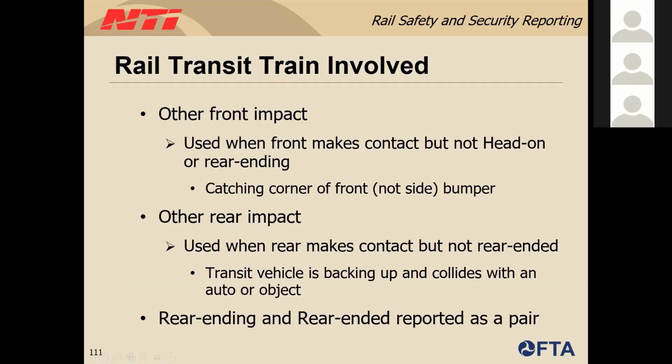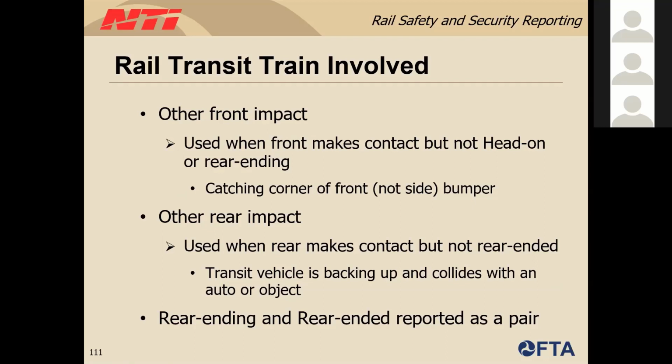Other front impact is used when the front of the vehicle is impacted, but not when it would be considered head-on or rear-ending. An example would be the front corner bumper hits another vehicle or object while turning. This would not be the part of the bumper on the side, but on the front.